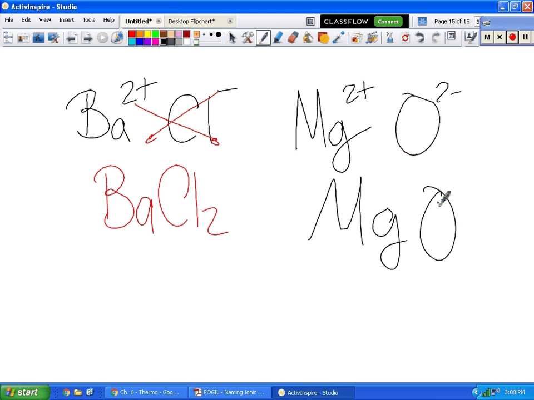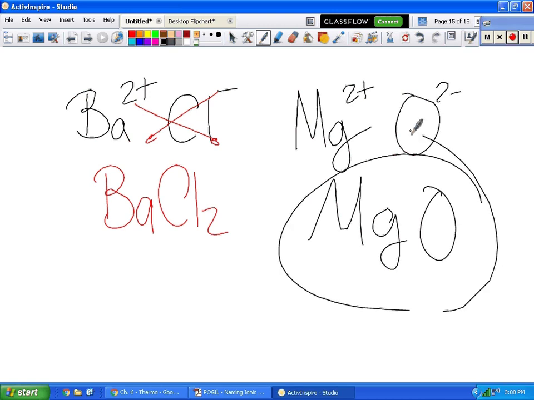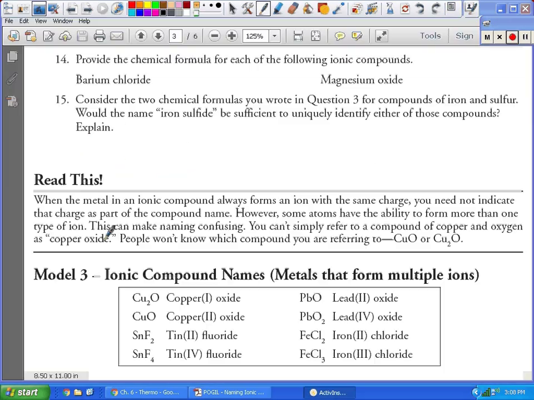Okay, hang on. Let me double check to see what the last question is. Consider the 2 chemical formulas you wrote in question 3. That we did yesterday. With the name, okay, this actually will get us into tomorrow, so we'll talk about this one tomorrow.